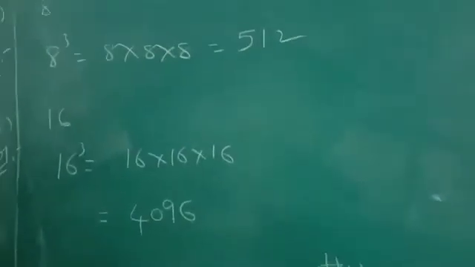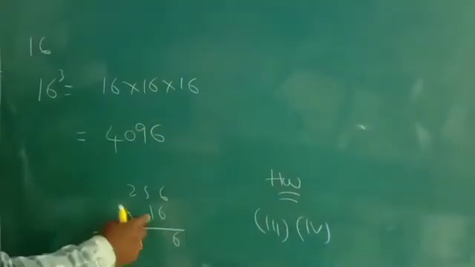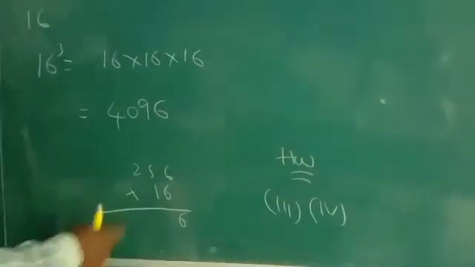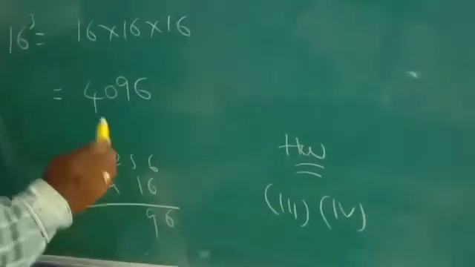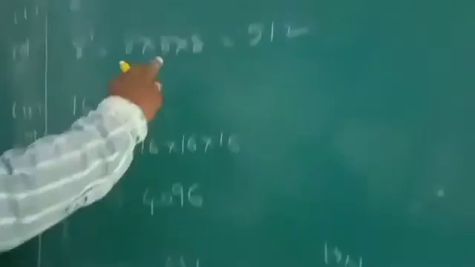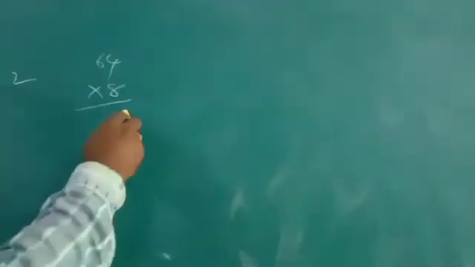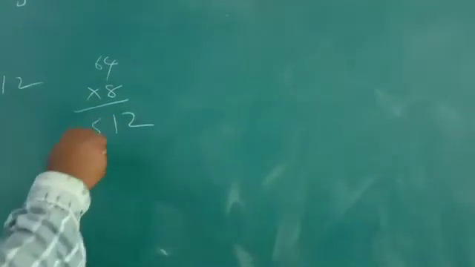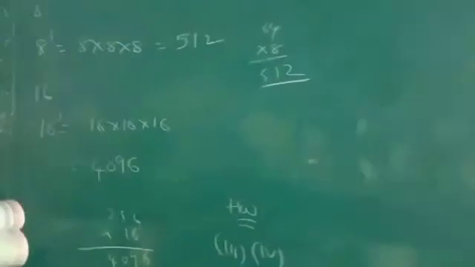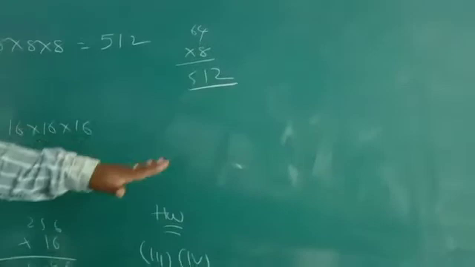You have to check, otherwise see here: 16 times 16, 6 times 6 is 36, 3 carry... like this, 256. This also check beta: 8 times 8 is 64, 64 times 8, 4 times 8 is 32, plus 3, carry 8, 6 times 8 is 48, plus 3, 51. Like that. Okay? Two problems I explained. Two problems are homework. These simplifications use a pencil.